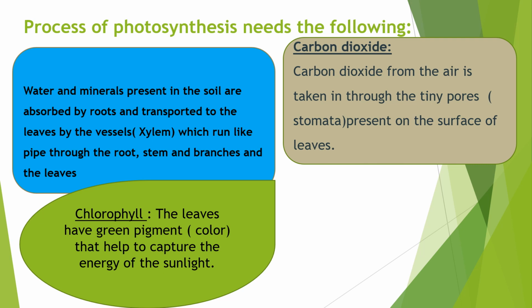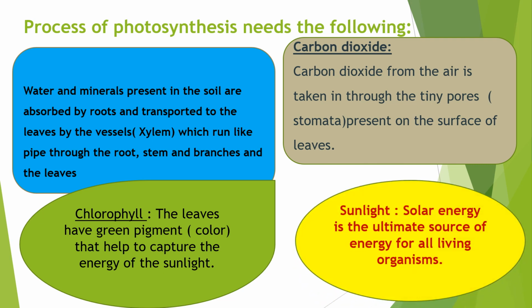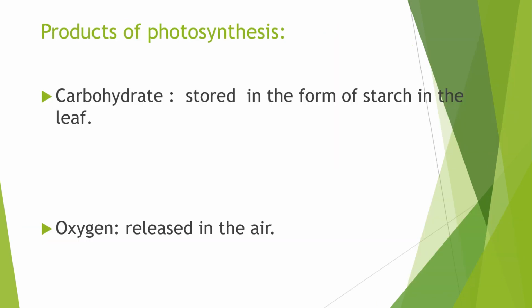The chlorophyll are the green pigments or green color present in the leaves that help to capture the energy of the sunlight for photosynthesis. The energy which is obtained from sunlight is called solar energy. It is the ultimate source of energy for all living organisms. Now, one may ask, where is the food factory of plants located? So, what will be the answer? The food factory of the plant is the leaf.